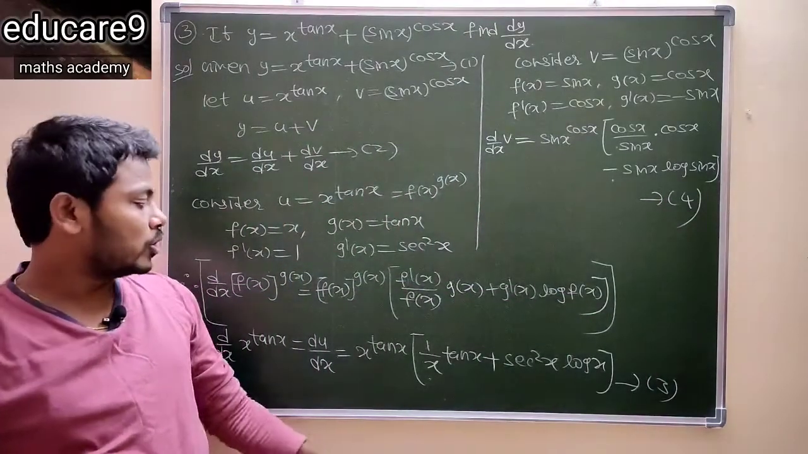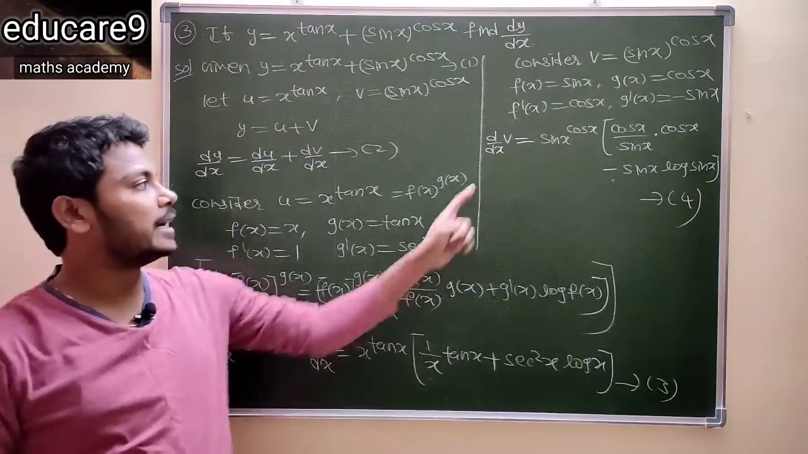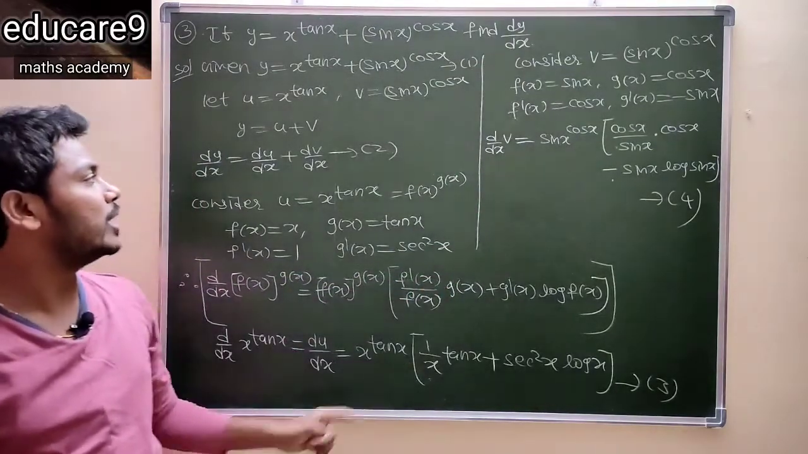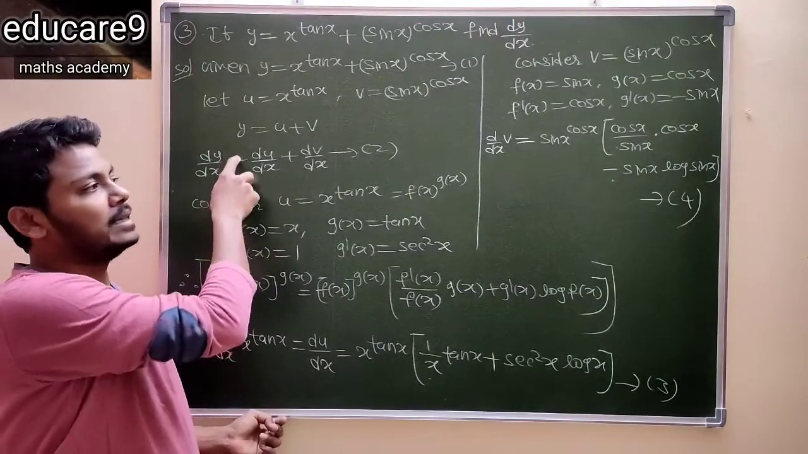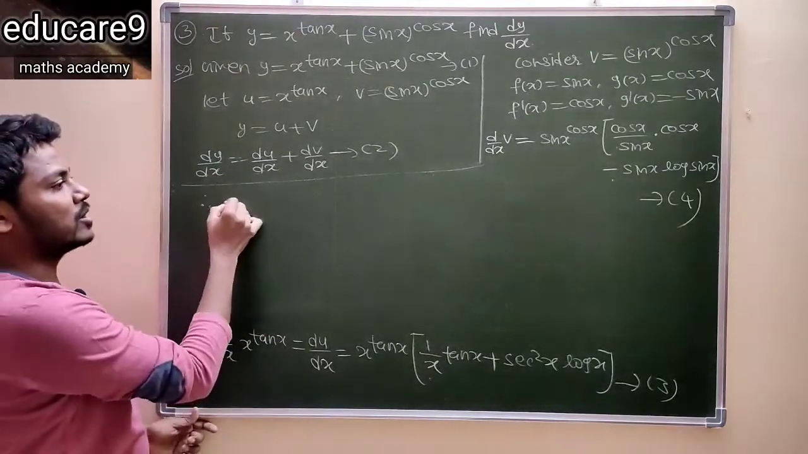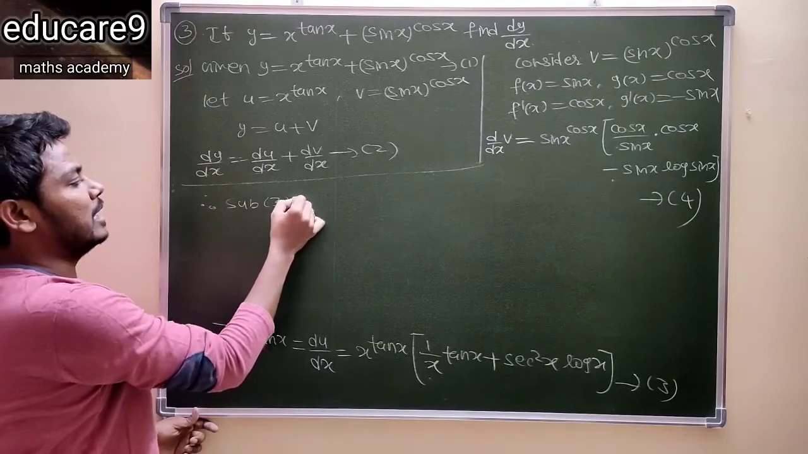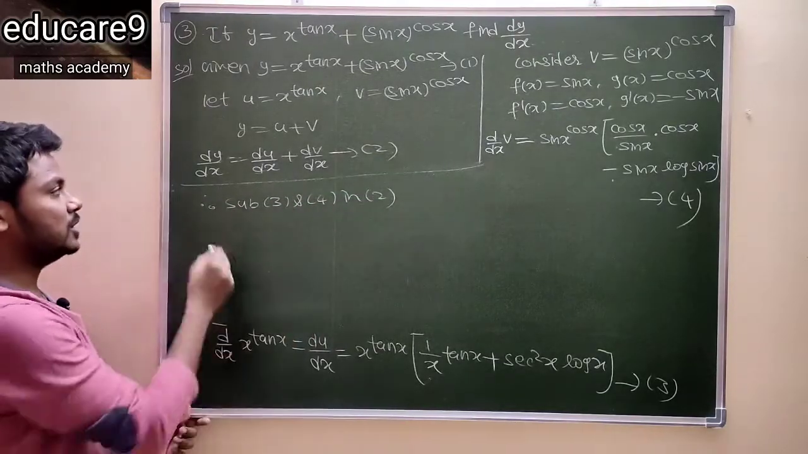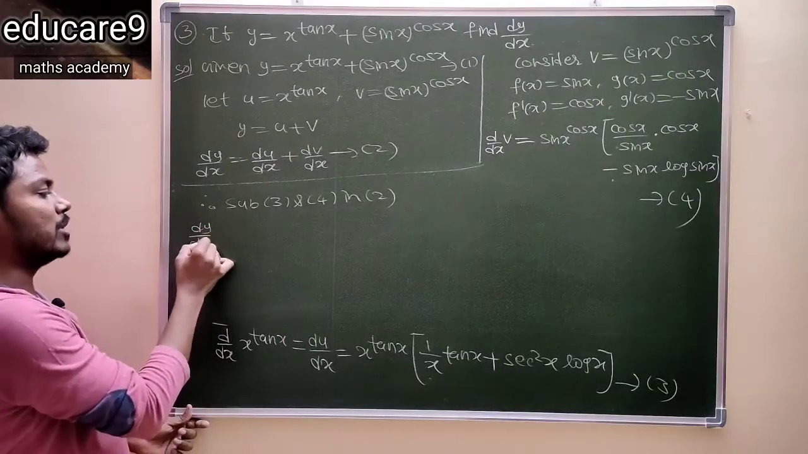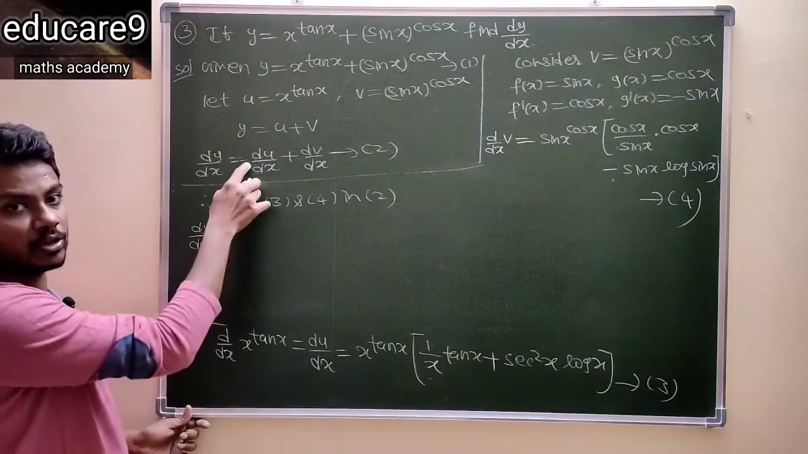Now you know the value of du by dx and dv by dx. Substitute these two in equation 2. We will get dy by dx. Therefore, substitute 3 and 4 in equation 2. See here what you get? Dy by dx. So what is du by dx?